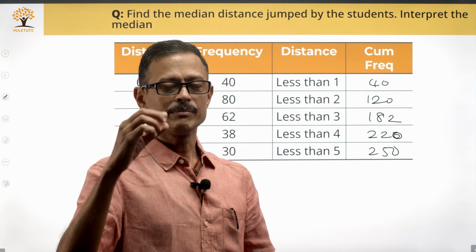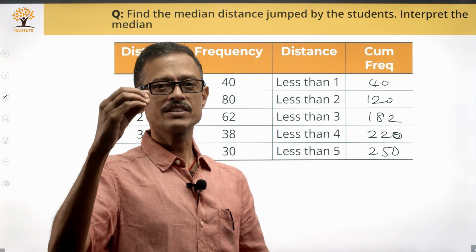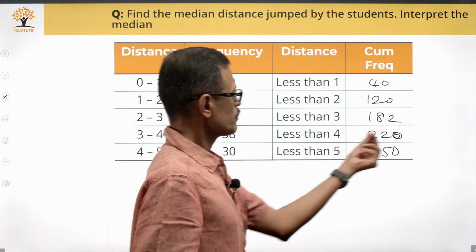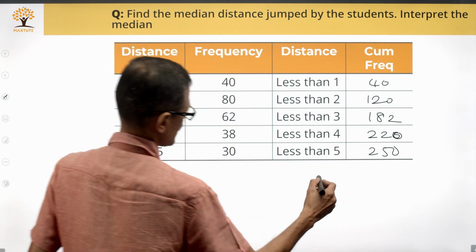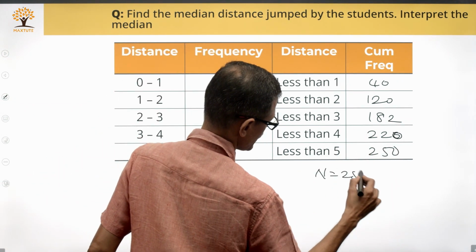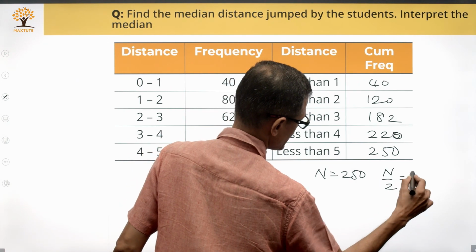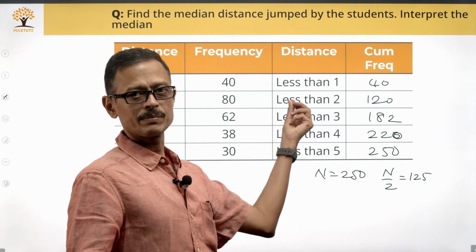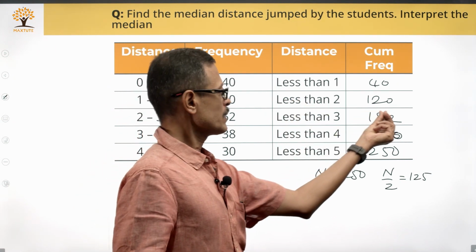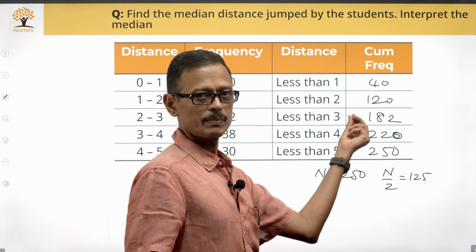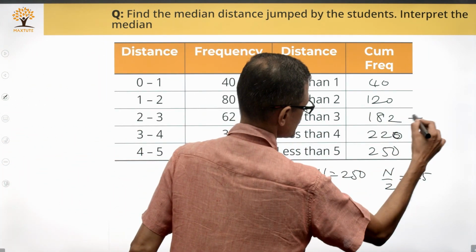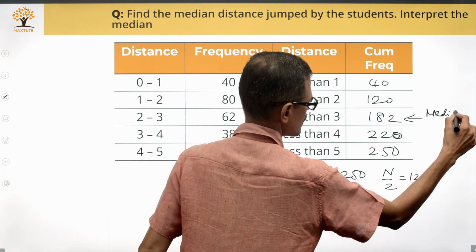What is a median? Median is that value in which the n by 2th term is the median. 250 is the total number of terms. So capital N for us is equal to 250, which means N upon 2 is going to be equal to 125. The first 120 students have jumped less than 2. The 125th is therefore going to lie in this particular interval. So the median class for us is this. This is the median class.